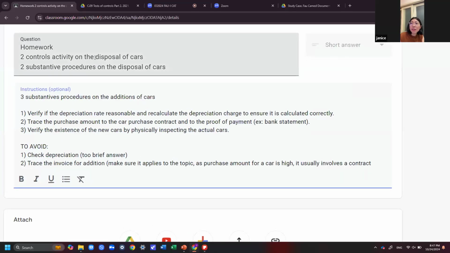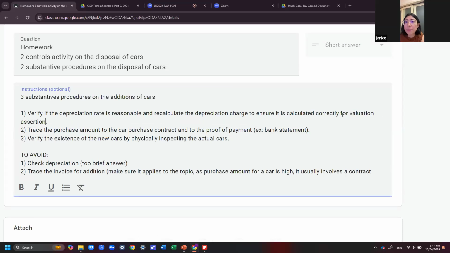So I'm going to ask you about the disposal of cars. I gave you an example of the substantive procedures on the addition of cars. So for example, verify if the depreciation rate is reasonable. And we calculate the depreciation charge to ensure it is calculated correctly for the valuation assertion. Okay. I also need to train my sentences to be better.